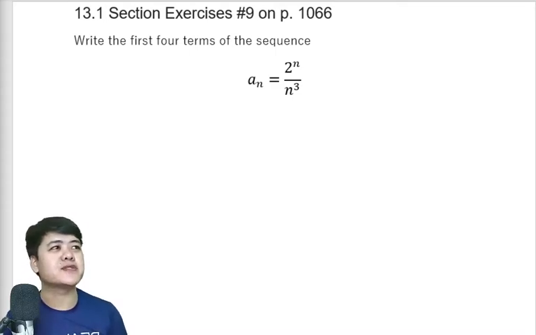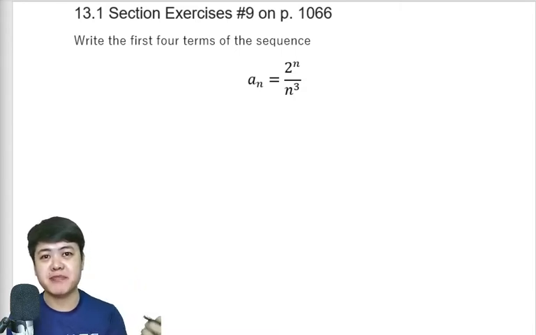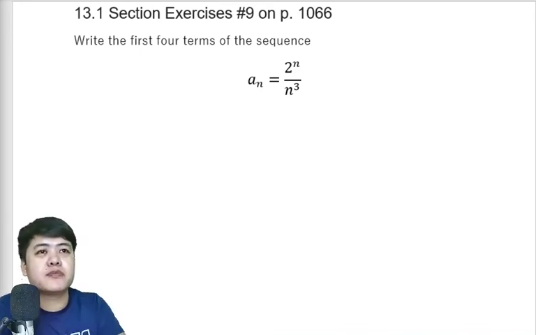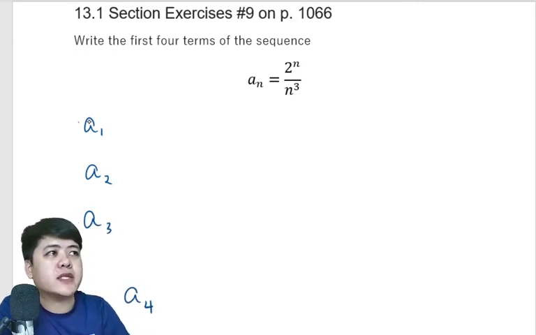Okay, so let's have this number 9. Write the first 4 terms of the sequence defined by an explicit formula. So, in this case, a sub n is equal to 2 raised to n over n cubed. So, to get the first 4 terms, we need a sub 1, a sub 2, a sub 3, and kita ba a sub 4.